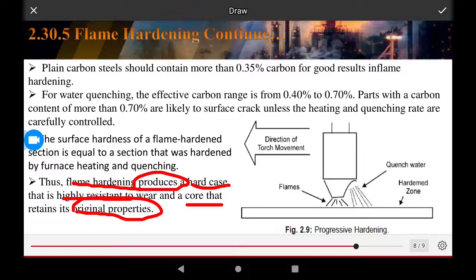I present the diagram. This is the torch at the welding zone, with the direction of torch movement. Quenching water: this is the spray of the quenching water on the surface of the rod and specimen. Hardened zone: this is the hardened zone. This is the flame, and the flow of the torch in progressive hardening.